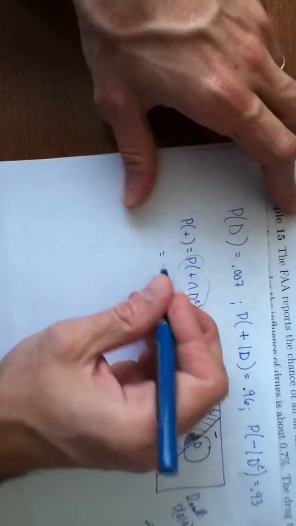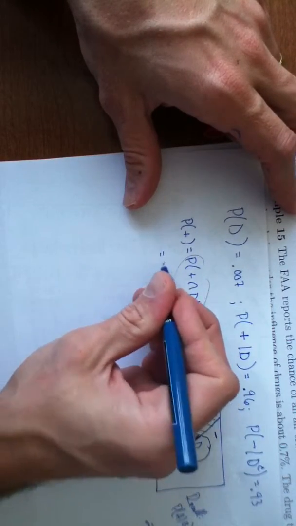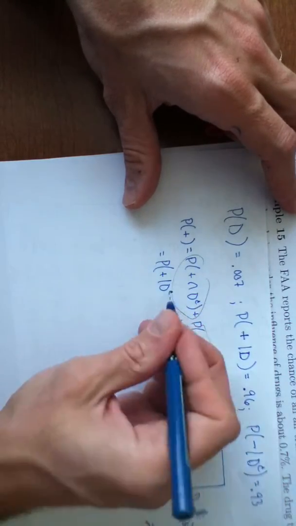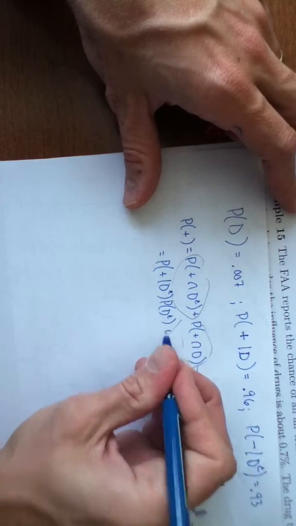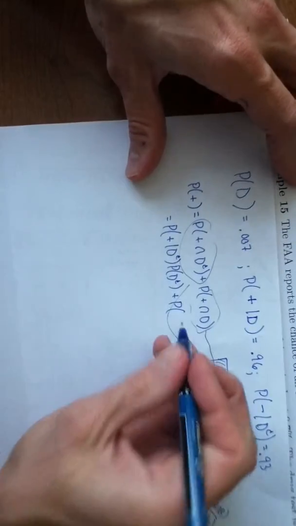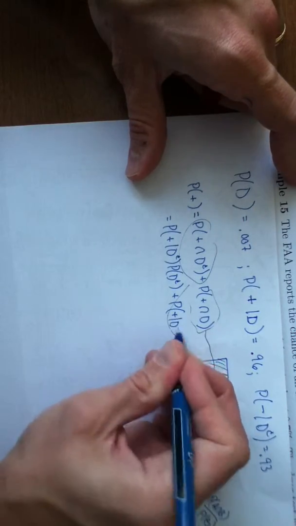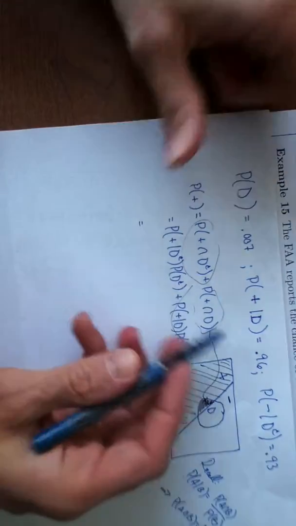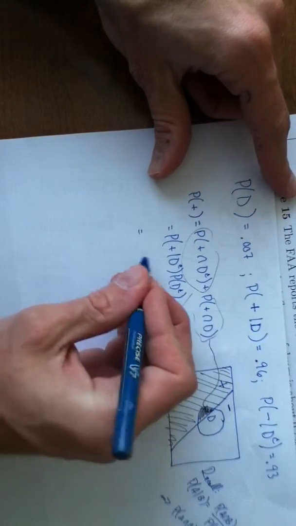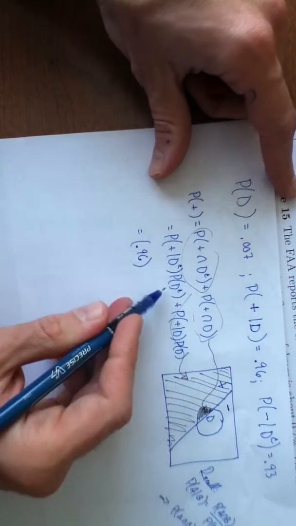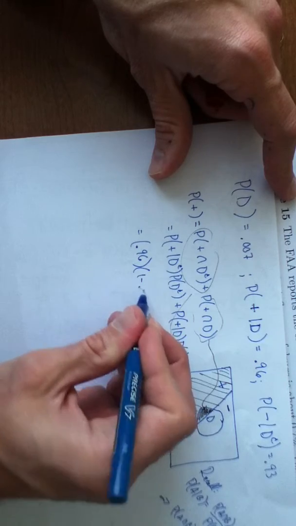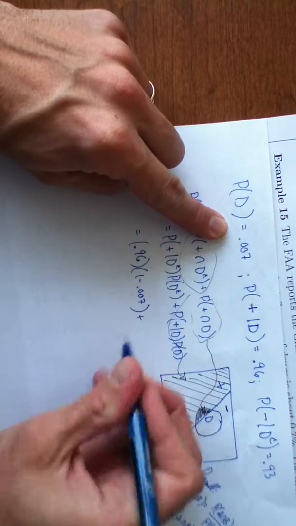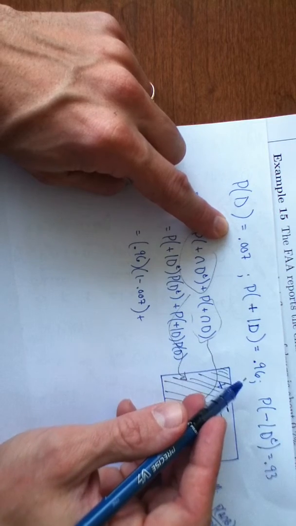I can write this then as the chance of the test being positive given that they're not a drug user times the chance that they're not a drug user, plus the chance that the test shows positive given they are a drug user times the chance of being a drug user. Okay. And now at this point I can just sub in my numbers. I know all these things. This is 0.96. The chance that they're not a drug user is, by the rule for complements, 1 minus 0.007. Plus, this number is, oops.